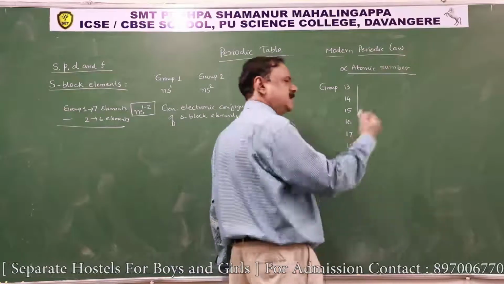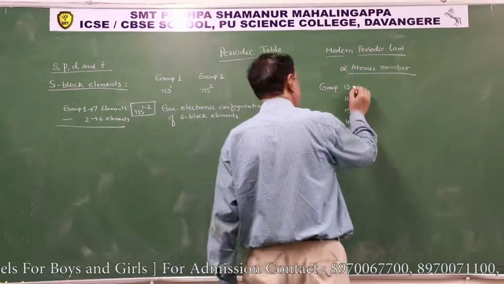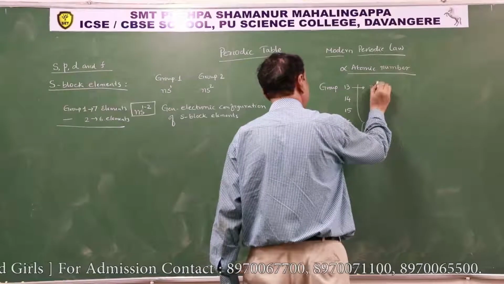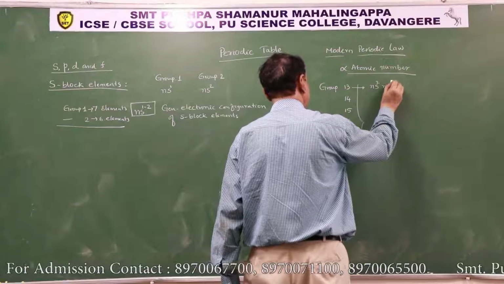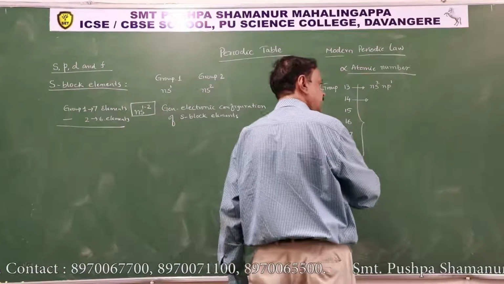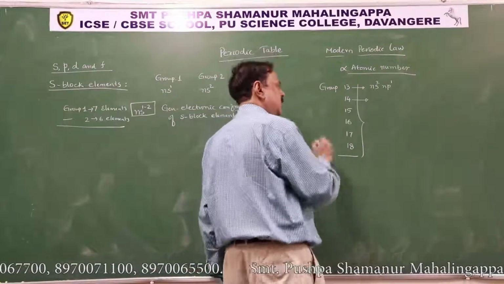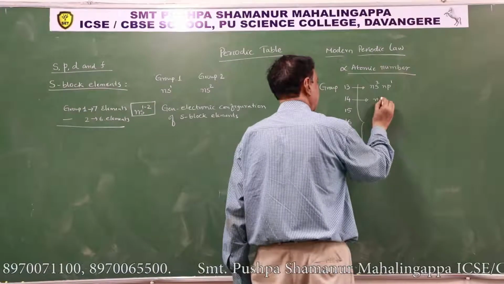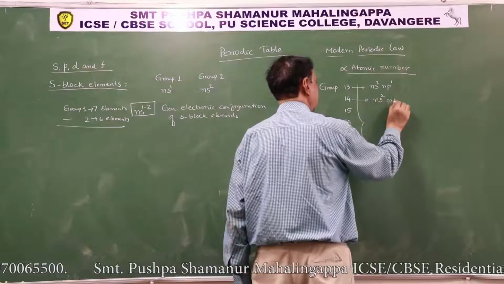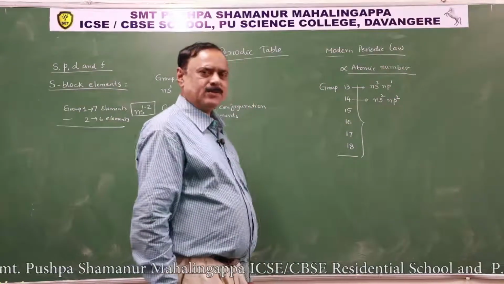they fall on the right side of the modern periodic table. The group number 13 elements have the electronic configuration ns2 np1. Group number 14 elements, a very important class, are called carbon family elements, whose outer electronic configuration is ns2 np2.